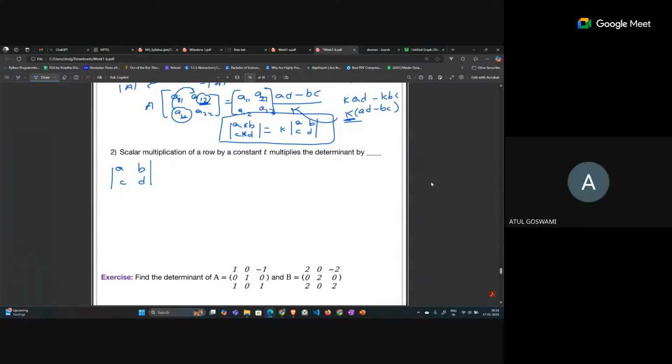Scalar multiplication of a row by a constant t. This is the second property. So we can write this as k times b, k times d. This equals the determinant of a, c, b, d times k. This is the property.